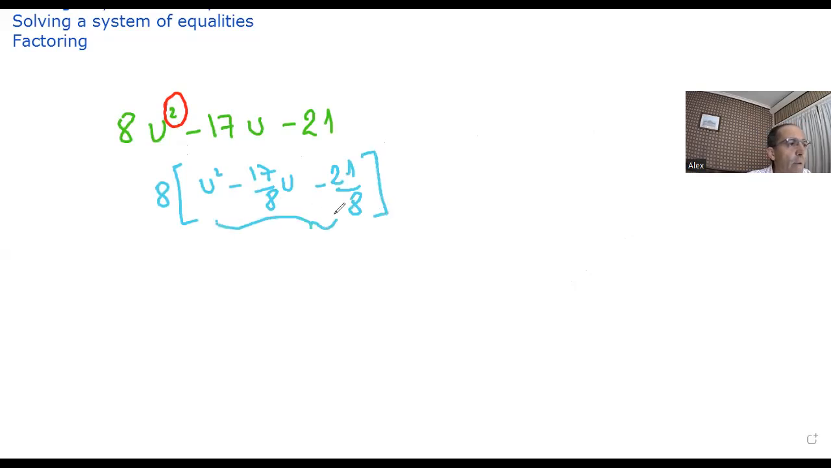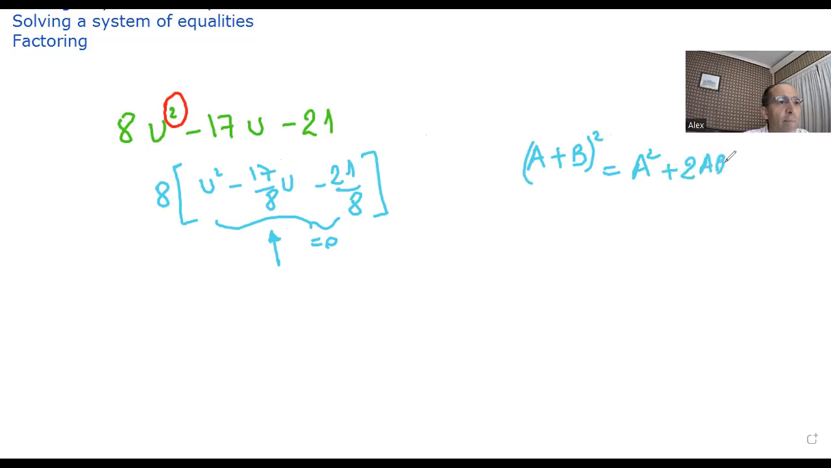And this we equate to 0. And now we would complete squares on this term. We know that the second order equation is of the form (a plus b) squared, which is a squared plus 2ab plus b squared. So we'd like to take this into this form in order to find the roots easily.